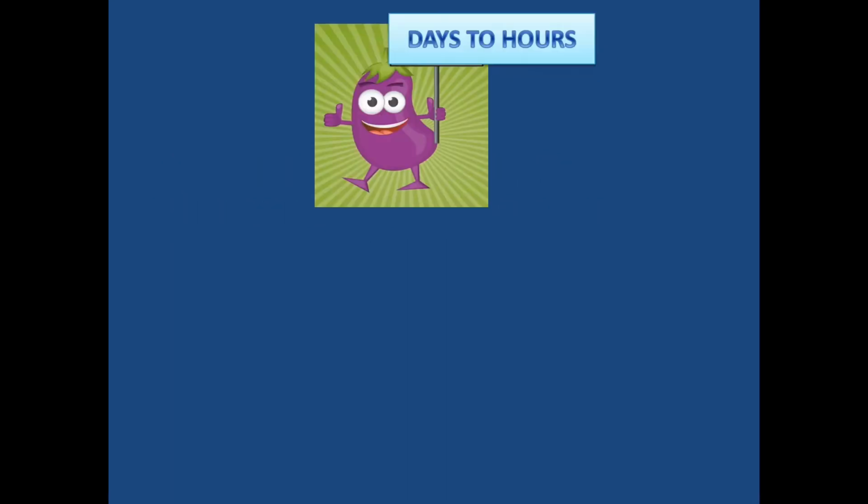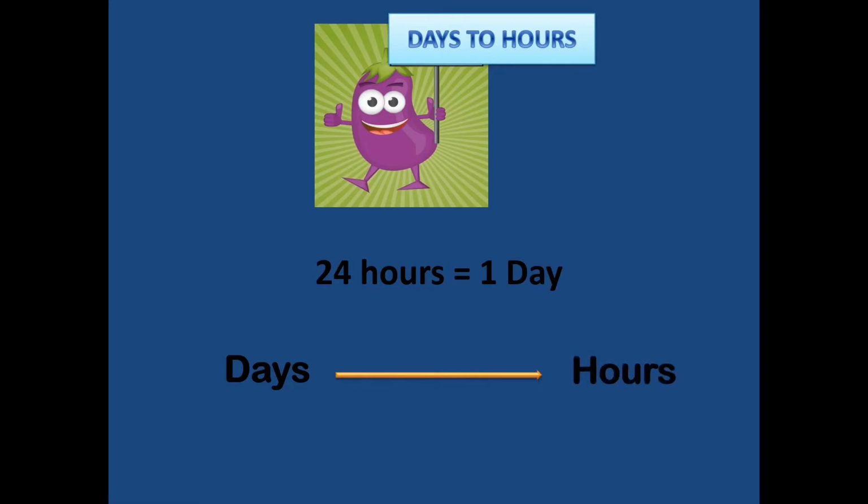Now let's see how we can convert days into hours. As we all know that 24 hours is equal to 1 day. So when we want to convert days into hours, we will multiply the number of days with 24 and we will get the number of hours for the corresponding number of days.